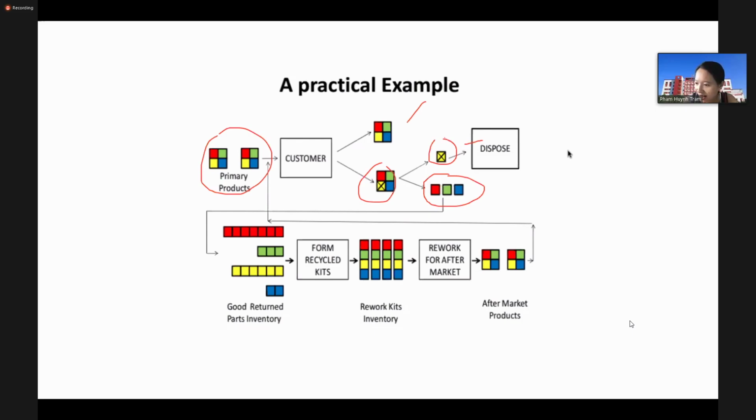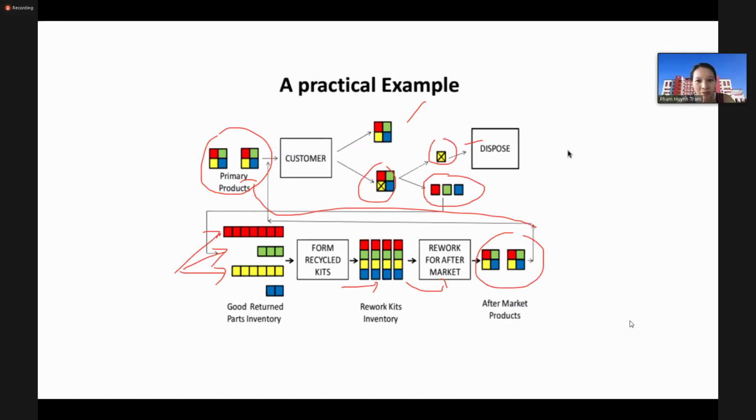Okay, and then these are the components that are still reusable. They will form recycle kits, and then rework them and make a new product again, and introduce it into the market again. Right? Interesting.